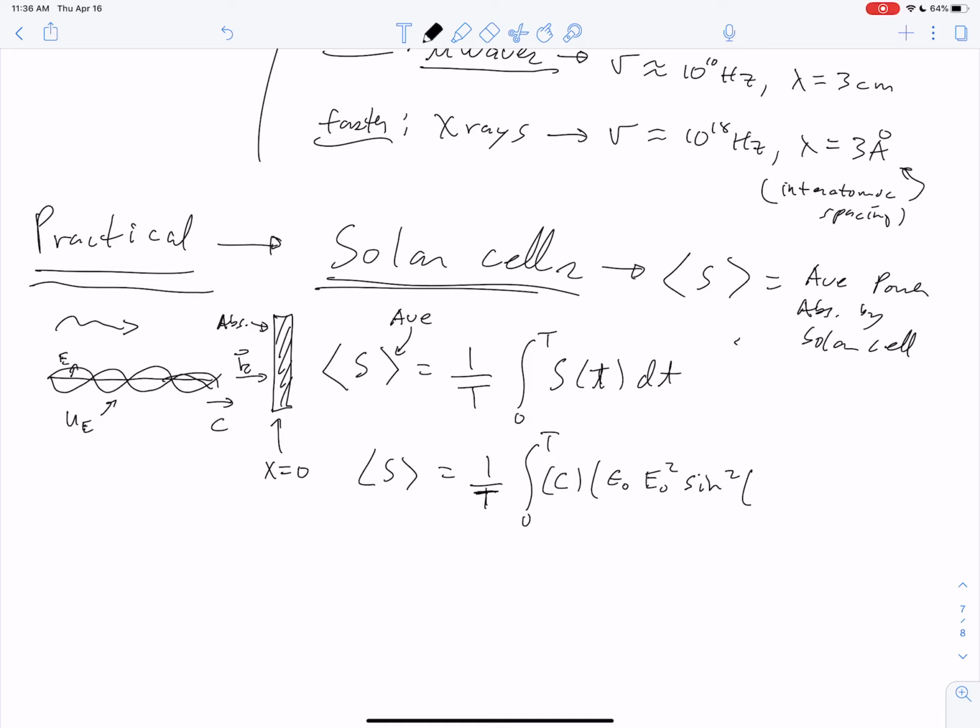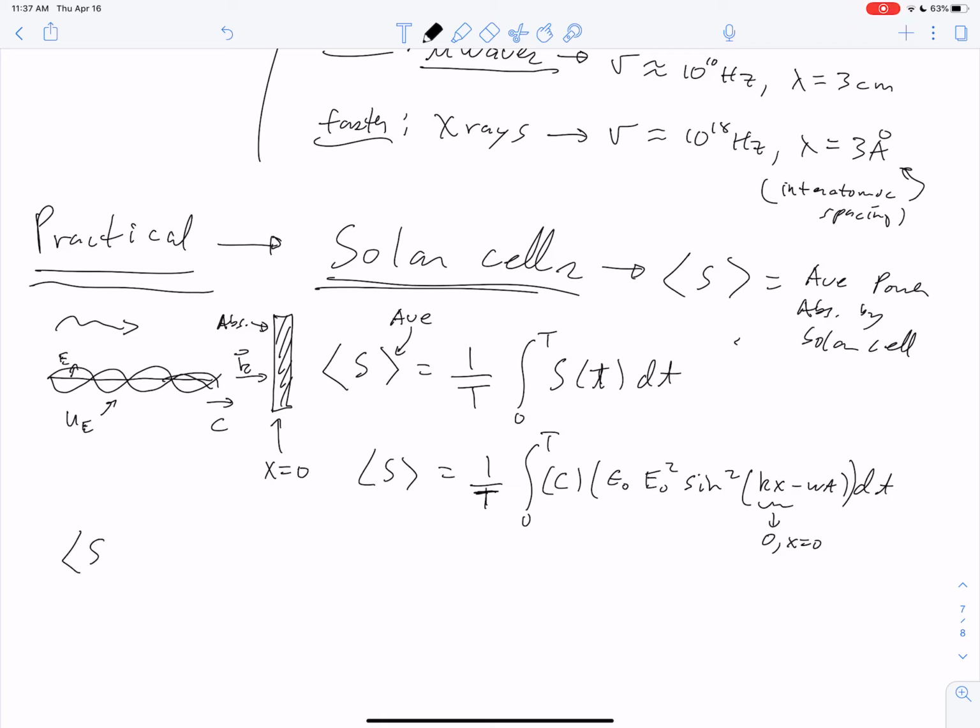Then sine squared of kx minus omega t dt. Okay, so I have to do this integral. But this part goes to 0, because I can pick x equals 0, the location. I can always pick x equals 0. And the negative sign doesn't matter because it's sine squared.